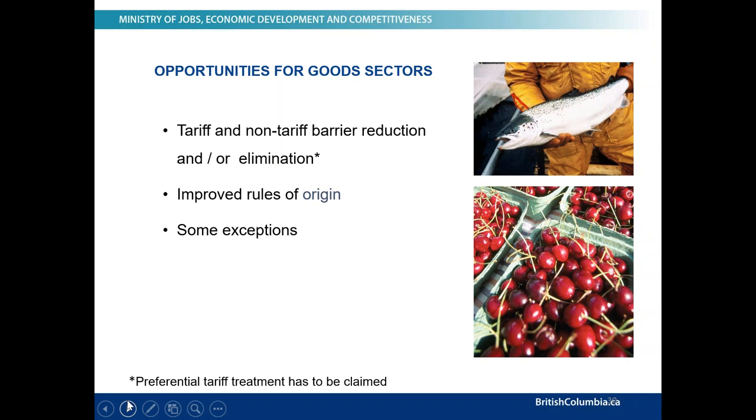So now let's have a look at the opportunities for goods. The main opportunity for goods sectors in trade agreements is, of course, tariff reduction and elimination. For example, before the CPTPP entered into force for Canada and Vietnam, BC blueberries going from BC to Vietnam had to pay a duty of 15%. Now with the CPTPP, the duty is zero. Countries without an FTA with Vietnam are still paying 15%. This makes BC blueberries a lot more competitive in Vietnam.